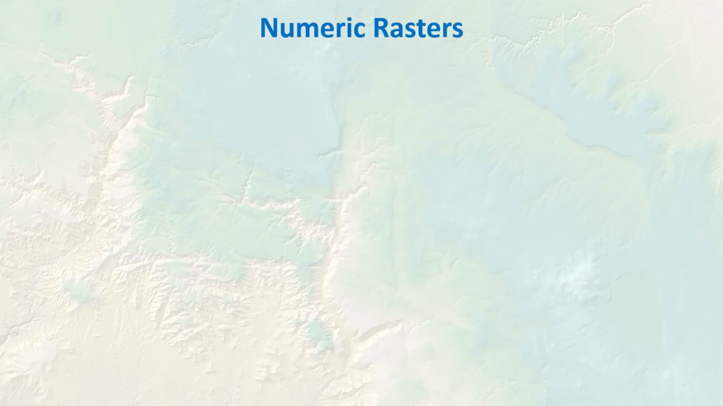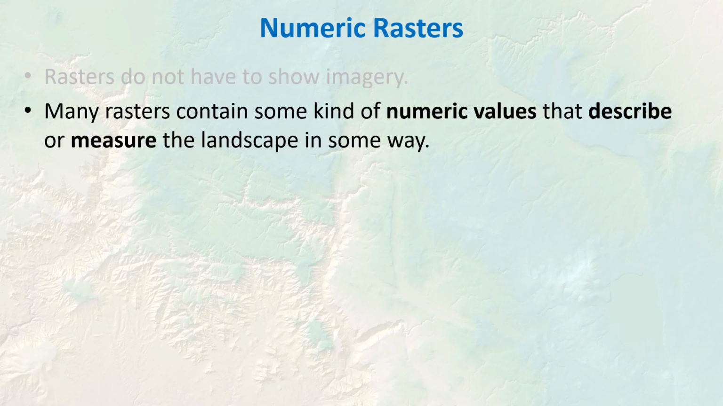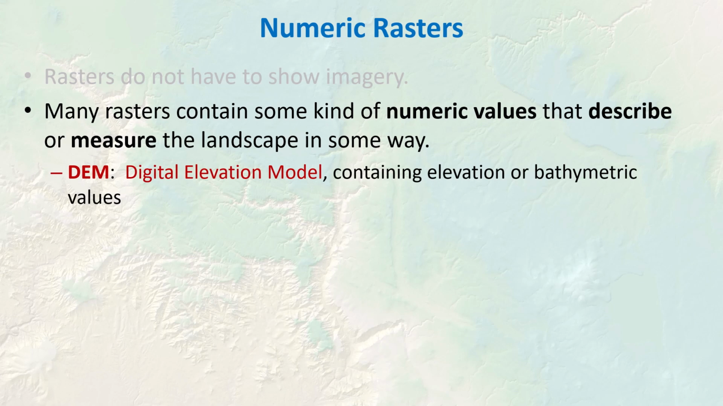Okay, so we've been discussing raster so far as images mostly. Now, there are a whole broad category of rasters that have nothing to do with imagery, but they just describe the landscape in various metrics, and so we just call these numeric rasters. So rasters don't have to show imagery. You can describe the landscape in any number of ways. One of the most common is just by elevation, where every pixel has the elevation within that area. They call this a digital elevation model, or DEM. Sometimes they call it a DTM for digital terrain model.